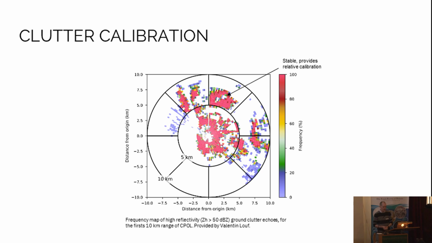So we see there's a lot of pixels very close to the radar, within the first 10 kilometers, which are present with a stable value almost 100% of the time. So we can track very fine scale changes in the radar calibration by using this information, which is normally just thrown out.